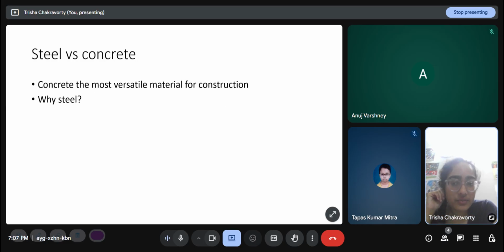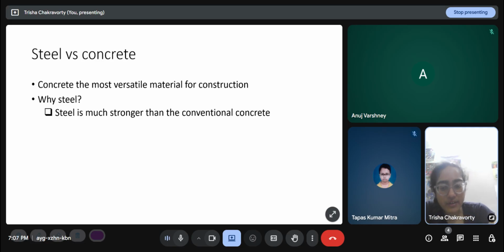Why do we use steel? Because concrete is the most versatile material for construction. It is cheap also, and it is cast in situ at the site, so it can be cast into any kind of forms or shapes. But steel sections are directly shipped from the industry, and there are some restrictions, and it is expensive, but it has some advantages. Firstly, steel is much stronger than conventional concrete in both tension and compression.